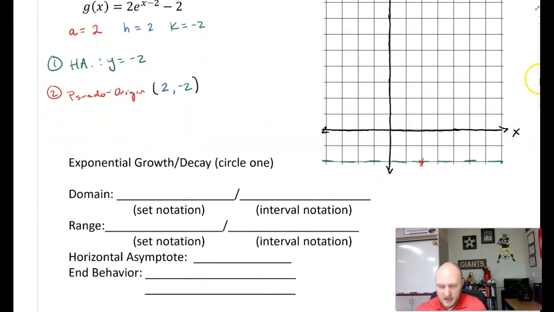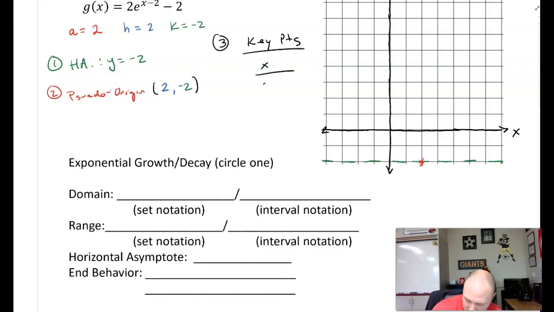Okay, and step 3, I'm going to plot the key points. Key points, which we only have 2. We have 0, which gives us 1, and we have 1, which gives us e. So I'm going to go from my pseudo-origin up 1. I'm going to go right 1, and then up about 2.7. Those are our 2 key points. From there, you can get a rough image of what your function looks like.